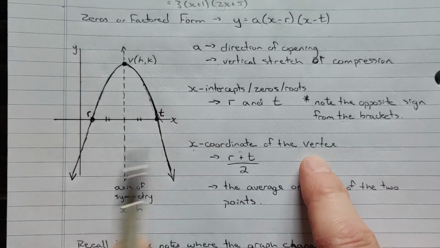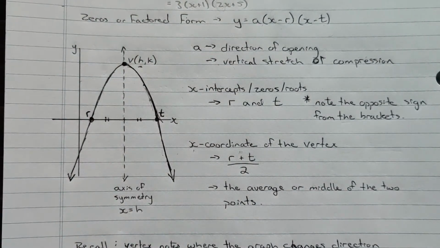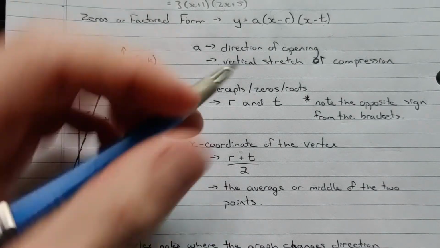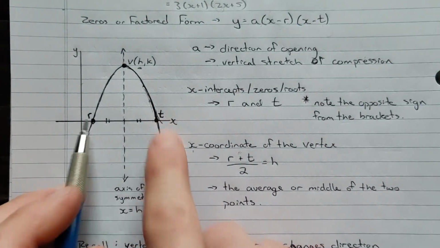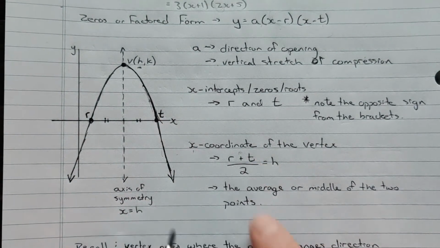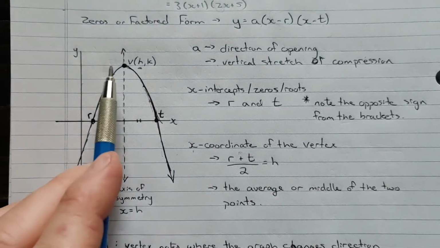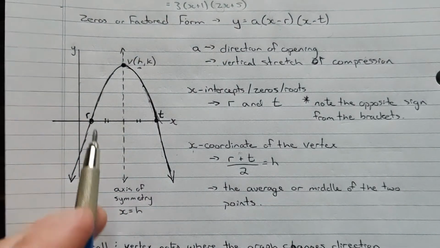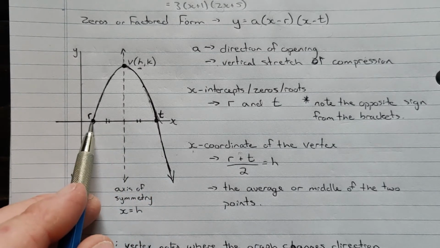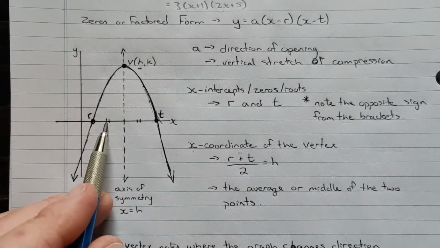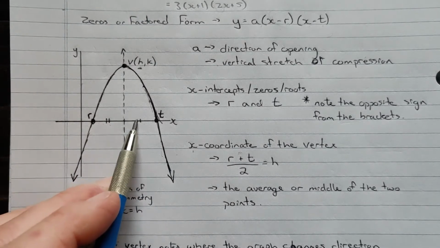The x-coordinate of the vertex, so we can find the h value here. We can find this h value by taking the r and t values, adding them together, and dividing by 2. We can take the average of these two points, and that will find us the middle, and that's the h value. Because this graph is symmetrical, the zeros will be equally spaced from each other. So that's the double dash here. I could use a single dash. I thought the double dash stood out more.